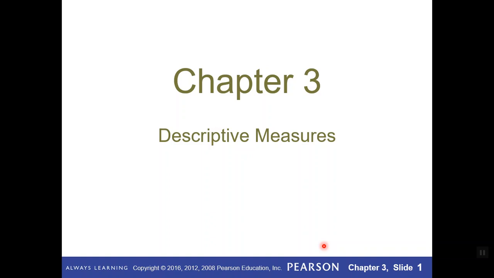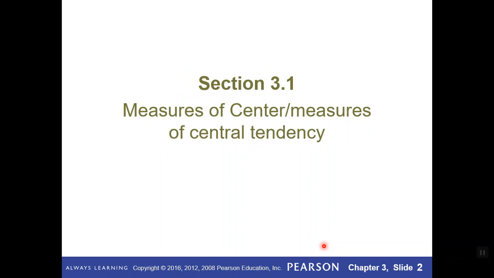I'm going to start a new chapter, chapter 3, which is descriptive measures. Now I'm going to explain how we do our measurements, how we take our measurements in statistics. Those we call descriptive measures. Under this chapter 3, there is a subsection, section 3.1, measures of central tendency.